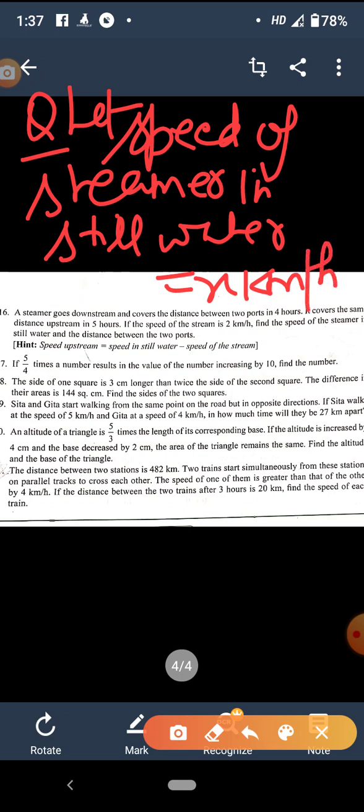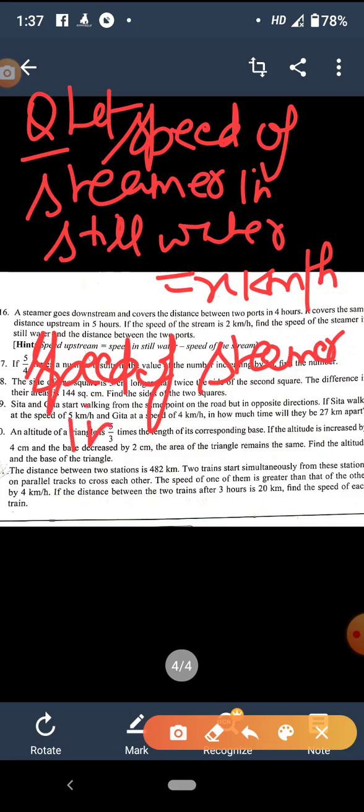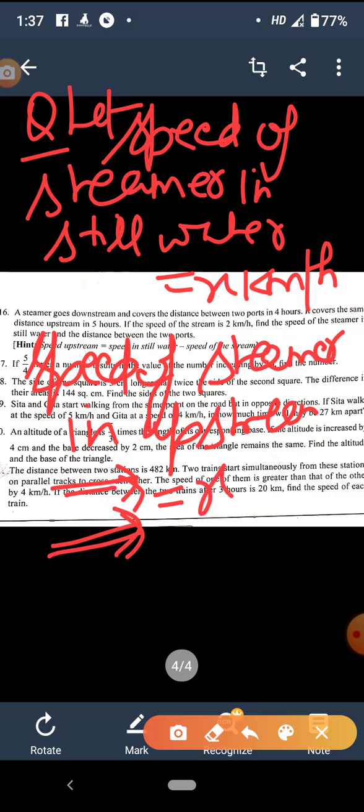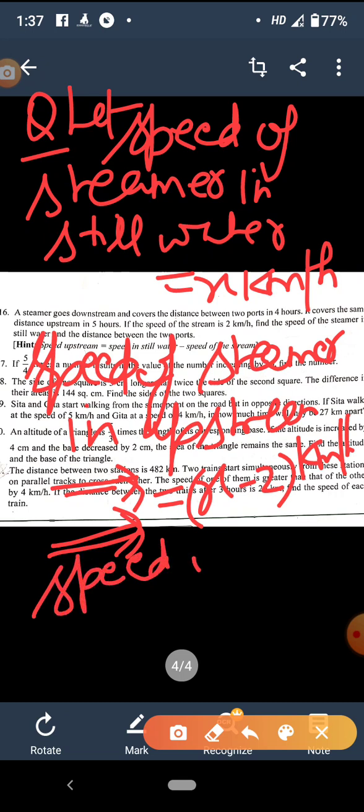Now speed of steamer upstream. So beta, when downstream add and when upstream minus. When the water is flowing in the same direction as the steamer, then the speed is x minus 2 km per hour.